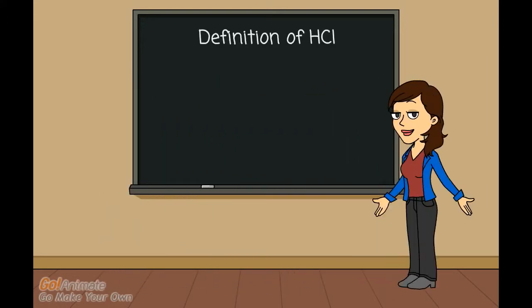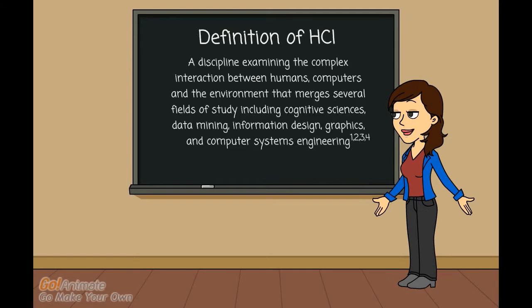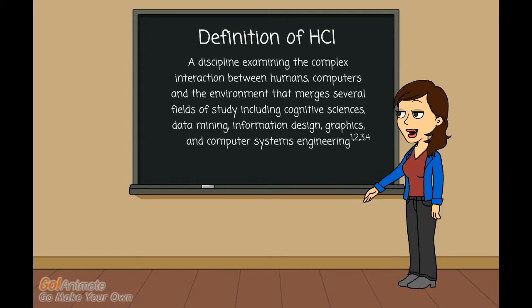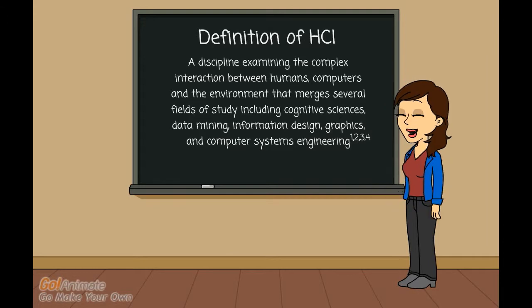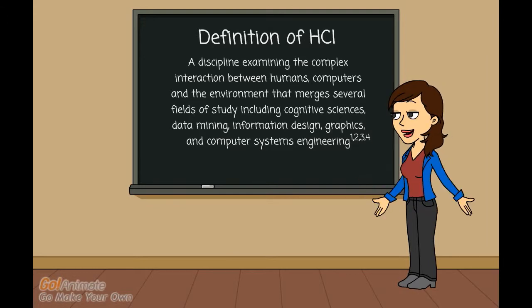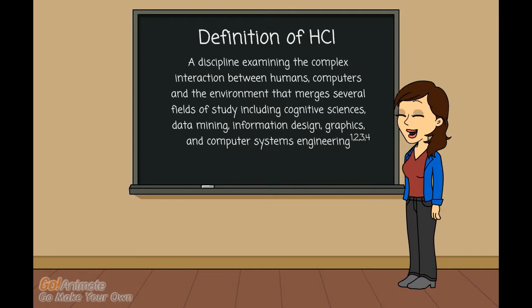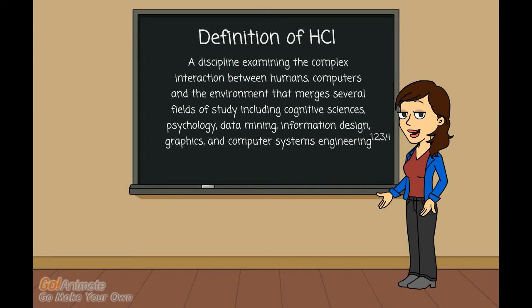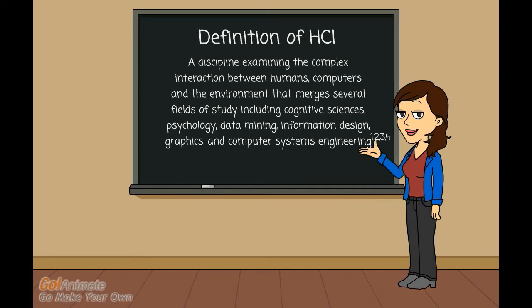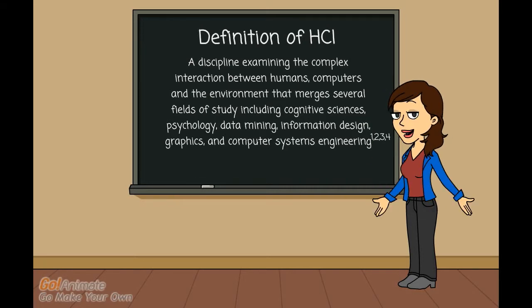This definition represents several authors' words: a discipline examining interactions between humans, computers, and the environment that merges several fields of study. This includes cognitive sciences, data mining, information design, graphics and computer systems engineering. This is what Carroll, in 2013, refers to as a community of communities.